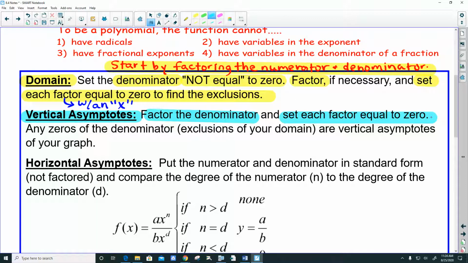Sounds like the exact same thing we did when we found our domain restrictions. It actually mentions in the next sentence, any zeros of your denominator, these are also the exclusions of your domain, these are your vertical asymptotes. So we should just, again, make a small note here that when we say set each factor, we're talking about each factor with an x, any factors that would contain a variable.